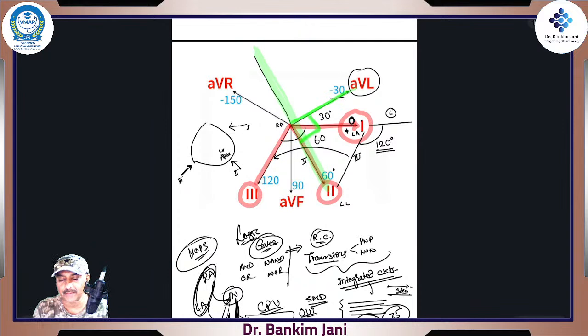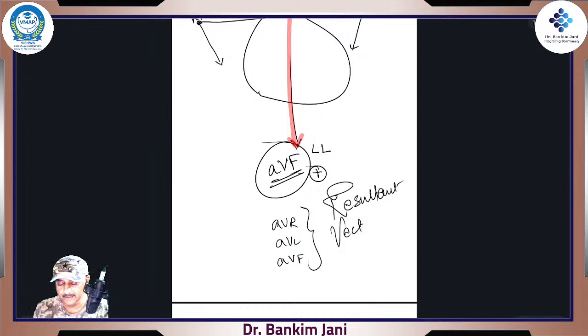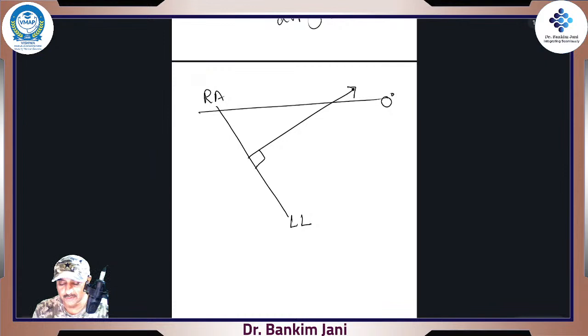The game of vectors. So AVL, AVR and AVF are all resultant vectors. Precisely, they are the resultant vectors, right? Very nice. Where opposites are considered as ground, right? So that's how this thing will go towards minus 30. This will be AVL, right? Left side, and this angle would be minus 30, because this portion is already 60 degrees. So this is 60 and it is going towards this, so this becomes minus 30.